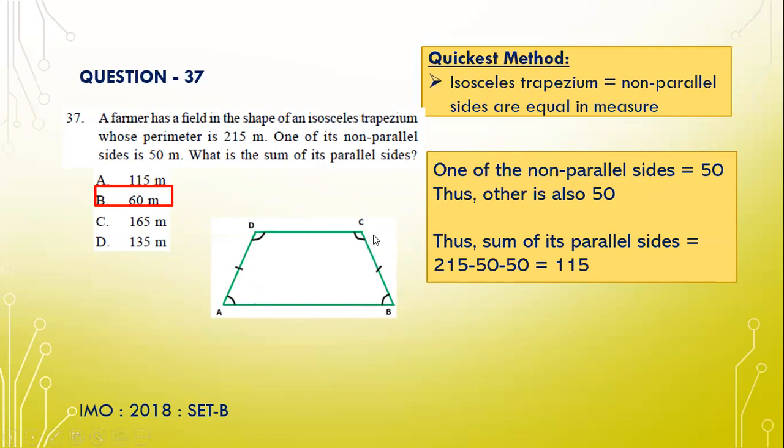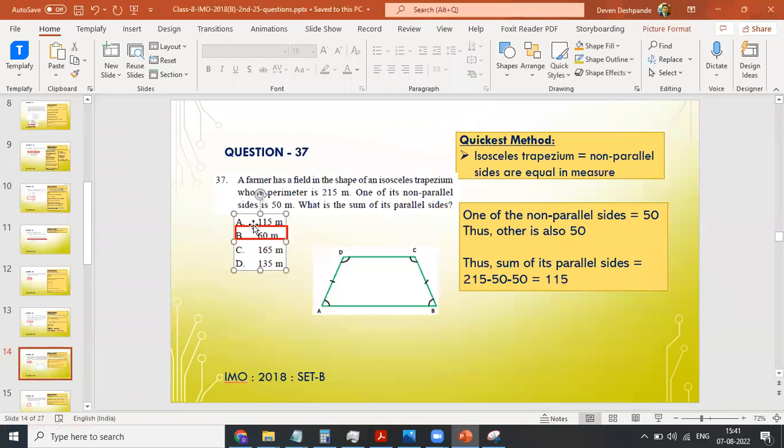So then what is the sum of the parallel sides? Then it becomes easier. The total perimeter is 215. So 215 minus 50 minus 50 is the sum of AB plus CD, isn't it? It will be the sum of the parallel sides. 215 minus 50 minus 50 is 115. So the sum of the parallel sides is 115 meters.